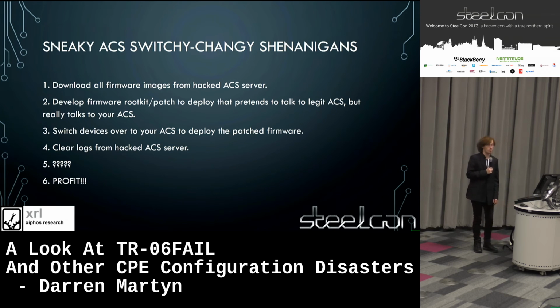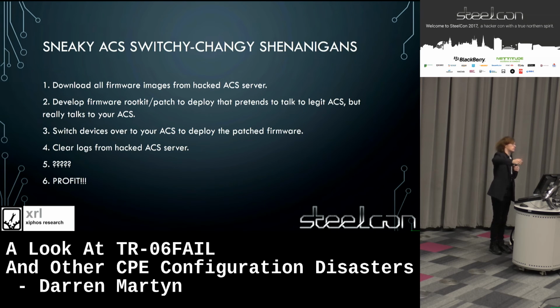One of the things that I came up with when I was chatting to a mate was we could do this. We could hack the ACS using the exploits that have been provided. Once you use that, you could then tell all the devices to give you their firmware. You could backdoor them, and then you could push them back. And if your backdoor made the devices no longer actually deal with the legit ACS and actually talk to a sneaky one, you could do a switcheroo.